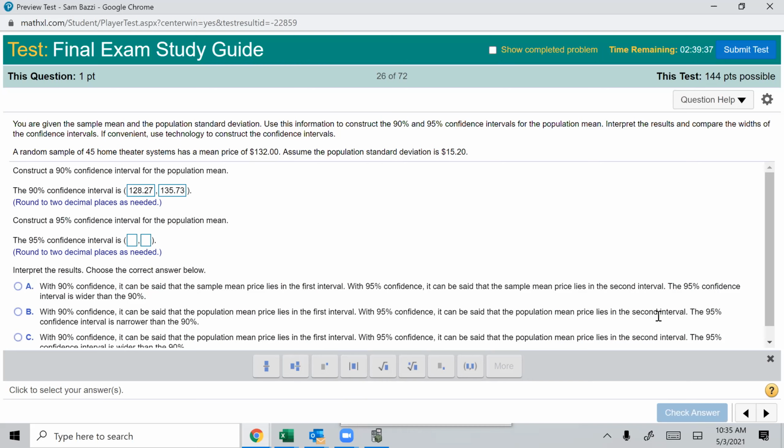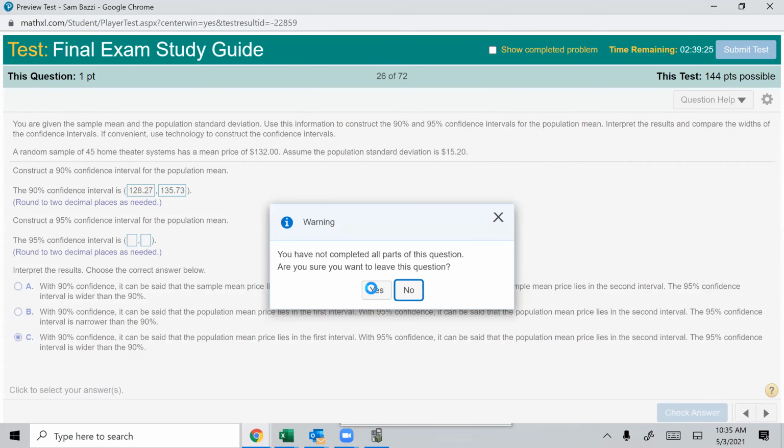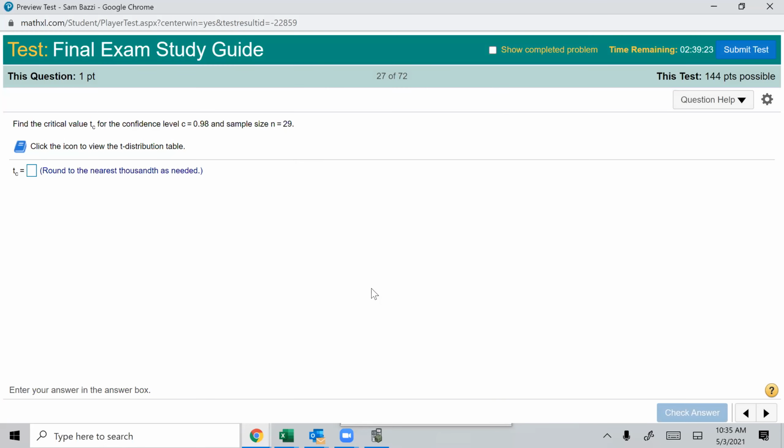The answer lies in the second. Oh, it says the 95% confidence interval is narrower than 90%. That's not true. So it must be C, guys. It's wider. Always, when you go with the higher confidence level, the interval will go wider.